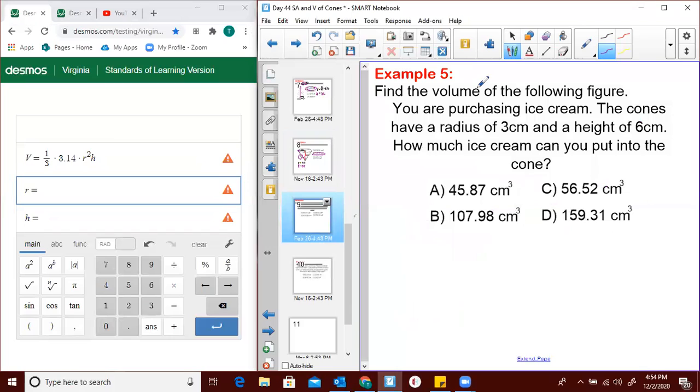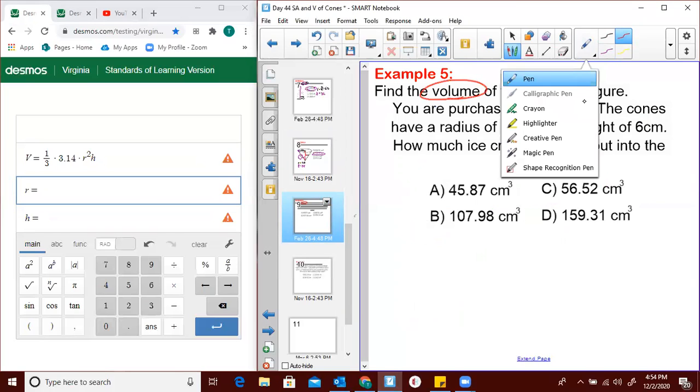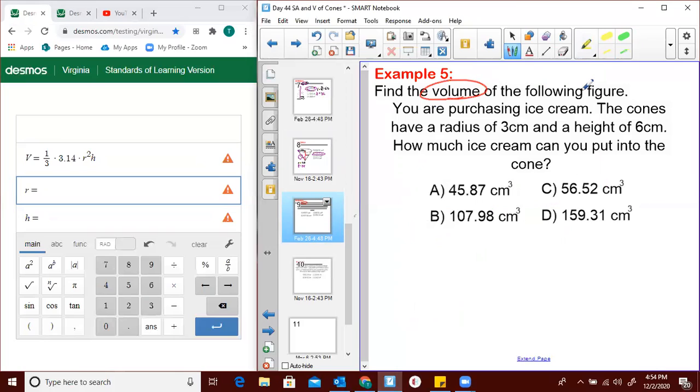All right, so now we need to find the volume. Looking for volume of the following figure. So let me highlight a couple of things here. I actually think these are easier because they give it to you pretty straightforward. So you're purchasing an ice cream cone, whatever. The cones have a radius of 3 and a height of 6. How much ice cream can you put into the cone?